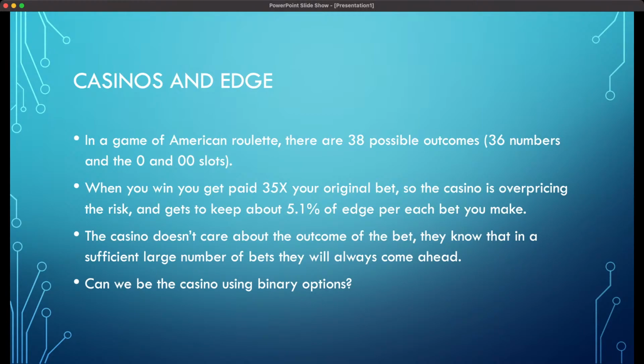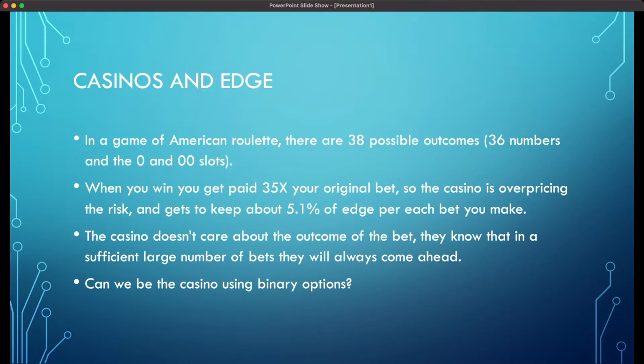Now, that's basically how the casino works. And notice how very interesting the casino operates. Of course, if the roulette is fair, we're talking about a legal casino, then no one knows the outcome. It's impossible to predict the outcome of the bet. But the casino doesn't care. They really don't care, because they know it doesn't matter if you win or not. In a sufficiently large number of bets, they will always win, because they are accumulating positive edge.